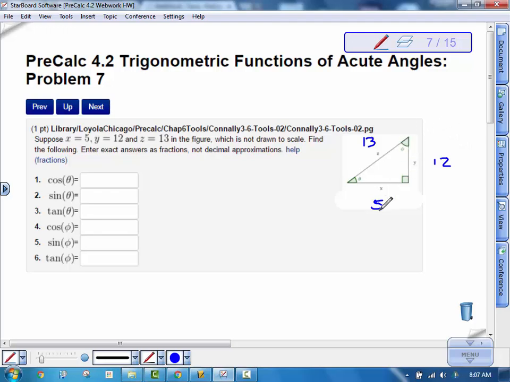Next problem gives us a triangle, tells us x is 5, y is 12, and z is 13. So the cosine of theta, here's theta, a little hard to see, is adjacent over hypotenuse, that's 5 over 13. Sine of theta is 12 over 13. Tangent of theta is opposite over adjacent. Cosine of phi is then adjacent over hypotenuse, that's 12 over 13. Sine of phi is opposite over hypotenuse, that's 5 over 13. And tangent of phi is opposite over adjacent, 5 over 12.